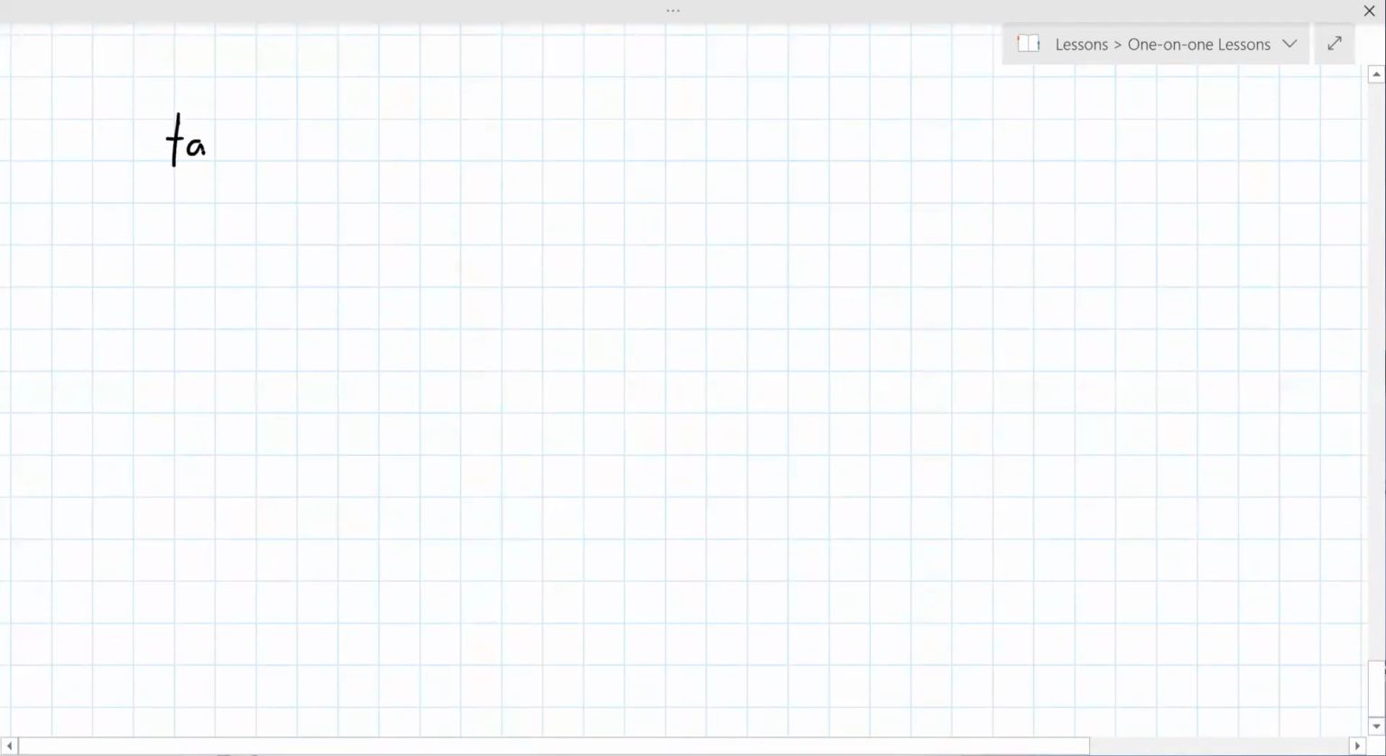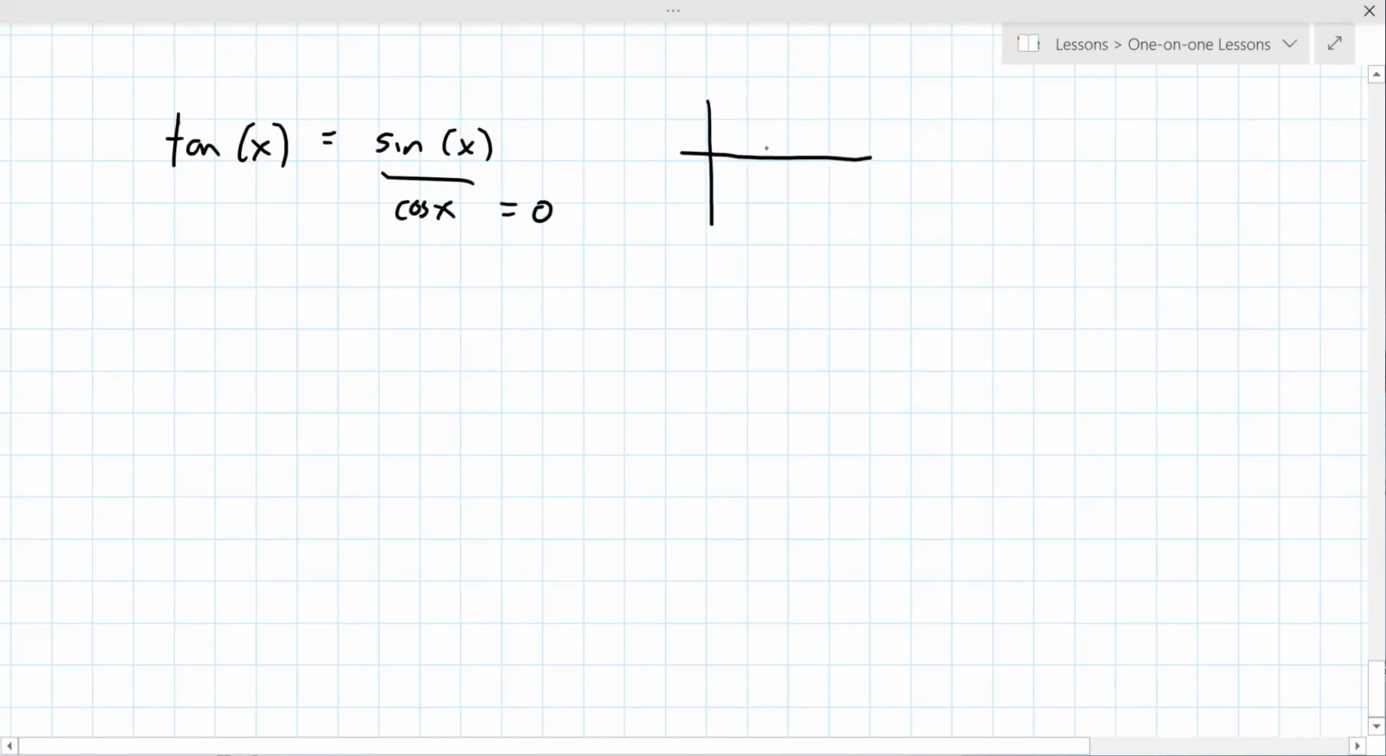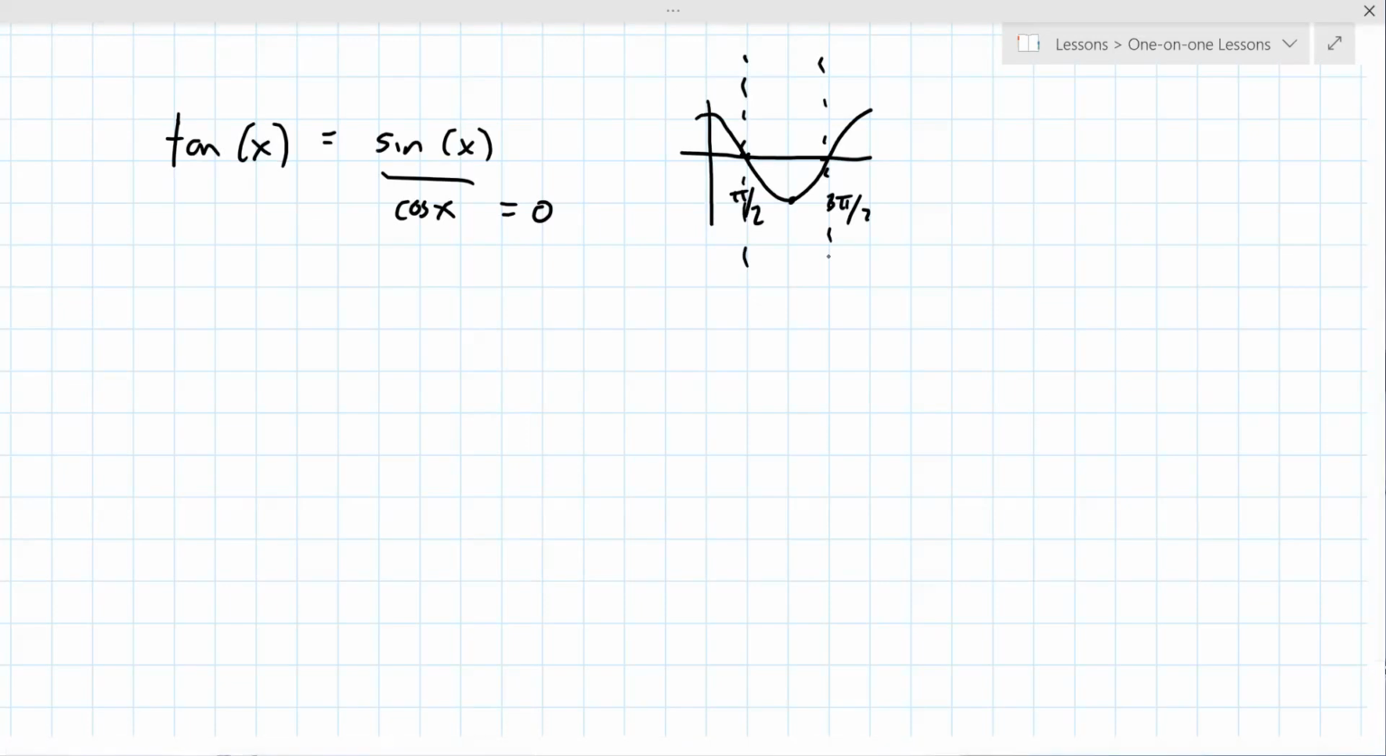If you look at a graph of tangent x, tangent is sine over cosine, and it's undefined when the bottom is equal to 0. Well, where is cosine equal to 0? It's equal to 0 at pi over 2 and 3 pi over 2. This is cosine, so that means the function is undefined there. So does this one have a vertical asymptote at pi over 2 or 3 pi over 2? No.